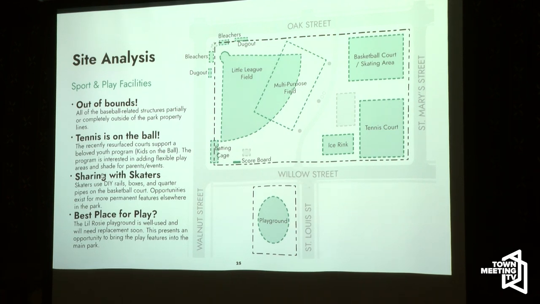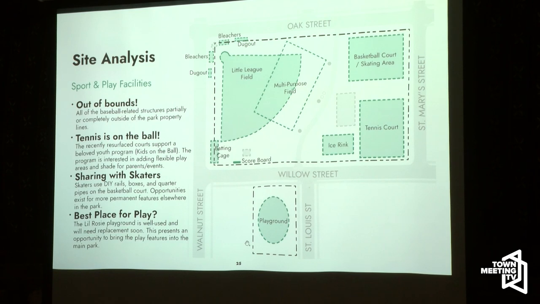Skaters love this park, whether it's skateboarders or inline skaters or people riding quads. They're sharing the space with basketball today, skating on the basketball court, and that's worked relatively well. I think they're good neighbors, but as we talk to skaters, there is a critical mass. There's a lot of them now. So it's probably time to start thinking about dedicated skating spaces here.